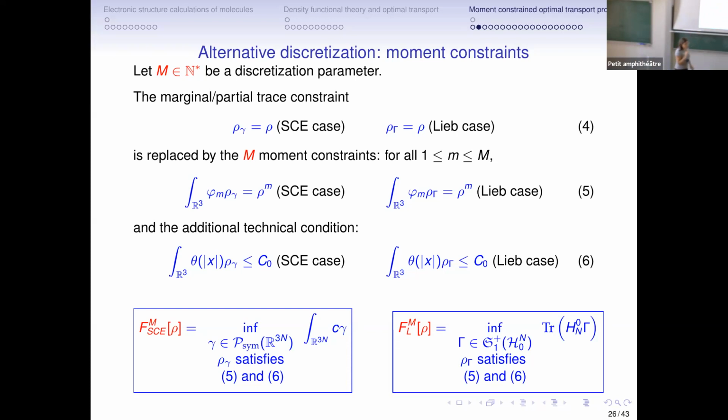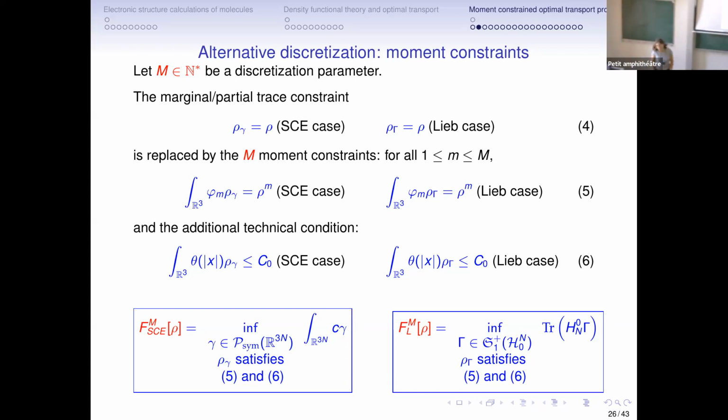Yeah, this phi m is a function of R3, exactly. And the rho m then is the integral of phi m times the rho. Yeah, it's a number. Absolutely. Yeah, sorry. Are there other questions? Okay.